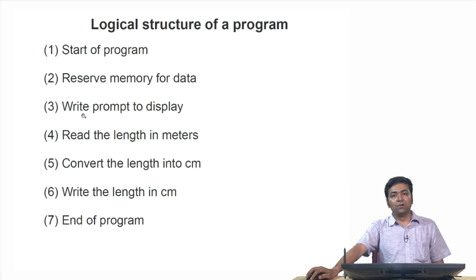For that we need to write a prompt on the display, on the screen, to tell the user to write the number which they want to convert. Once the user has written the number, the next step, the fourth one, is to read the length in meters. Once the program has read the length, one needs to convert the length into centimeters, and once this conversion is done, one needs to write the length in centimeters, either in an output file or on the screen in the display. So, how do we achieve these set of 7 steps using Fortran? That is what we are going to see in the next couple of slides.